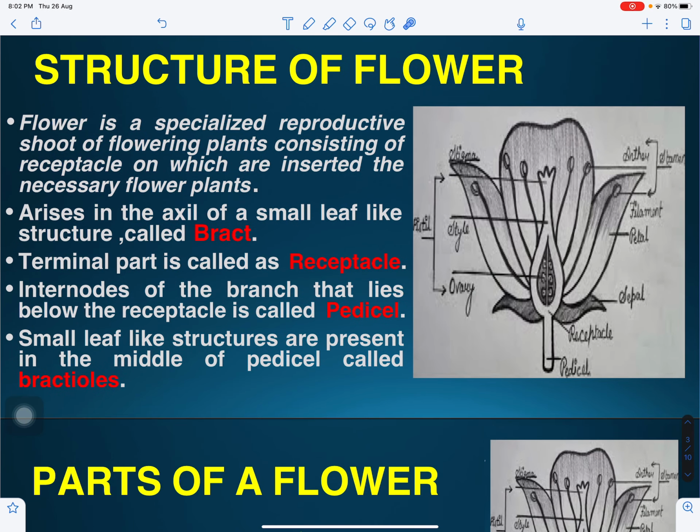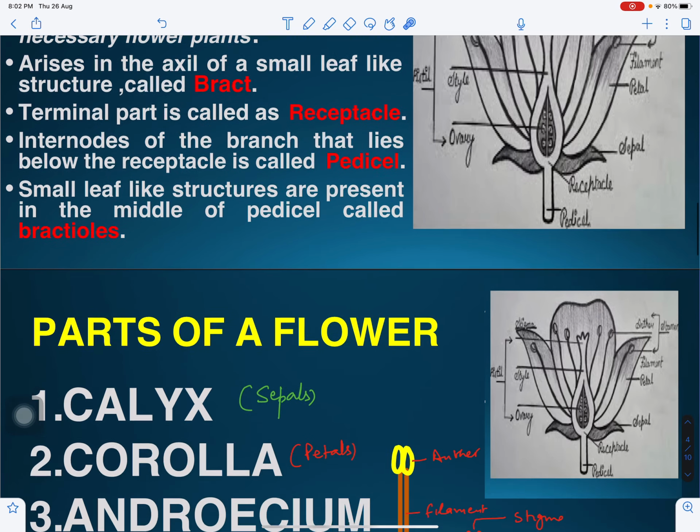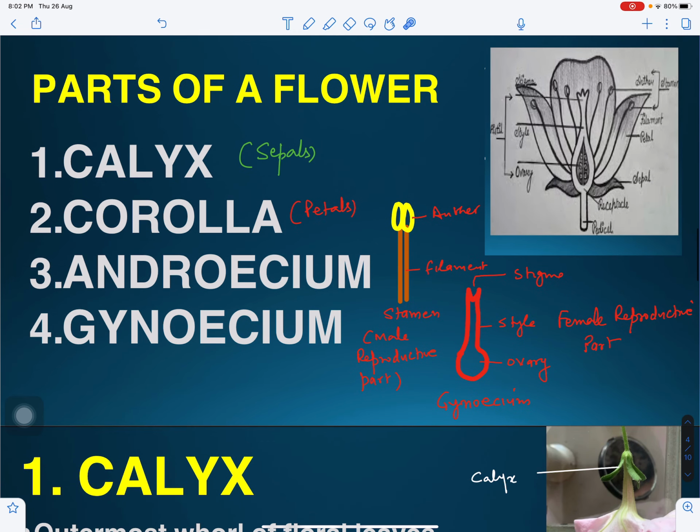Now we can see here, the outermost whorl is the sepals, then these are petals, and this part is the female part, the gynoecium, and this part is the stamen, the male part. So when we cut a vertical section of the flower, we can see the structure like this. Now we'll discuss in detail the parts of the flower.